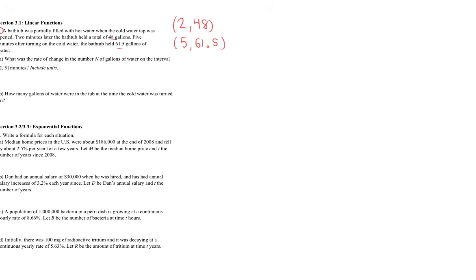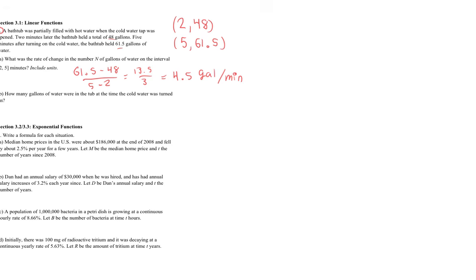So here we're just going to do our simple slope formula, which is 61.5 minus 48 divided by 5 minus 2, which gets us 13.5 over 3, 4.5 gallons per minute.